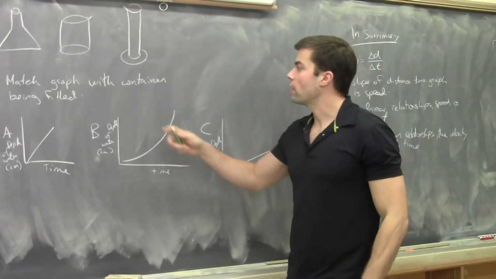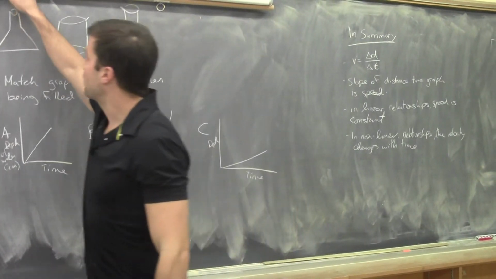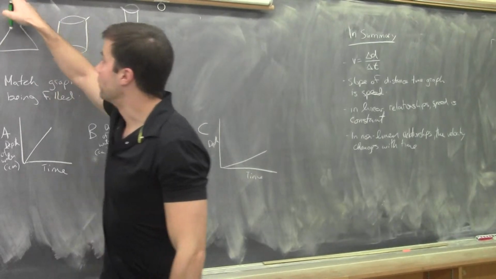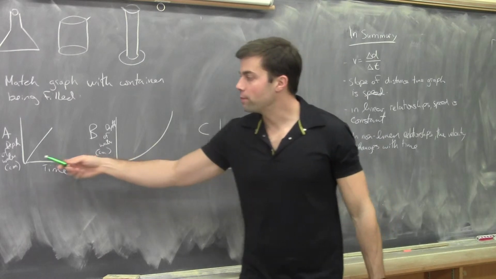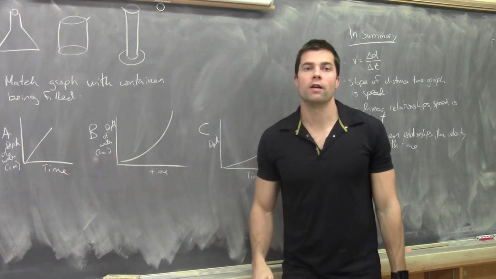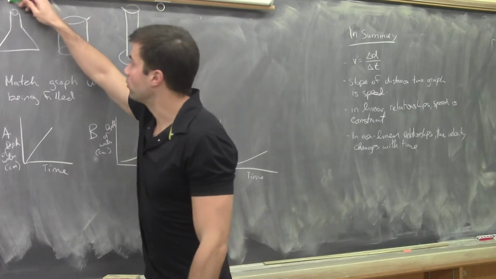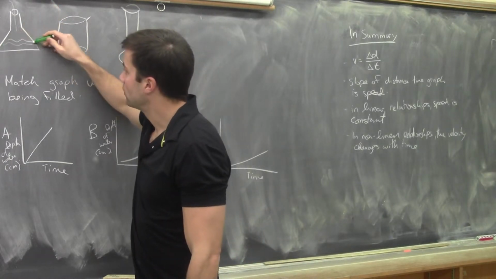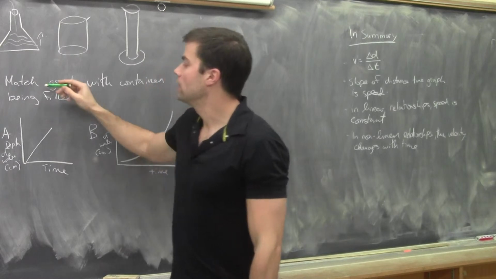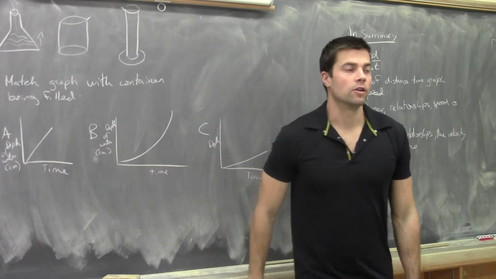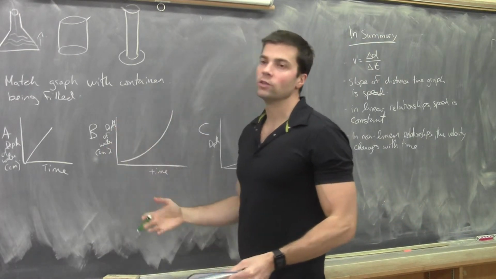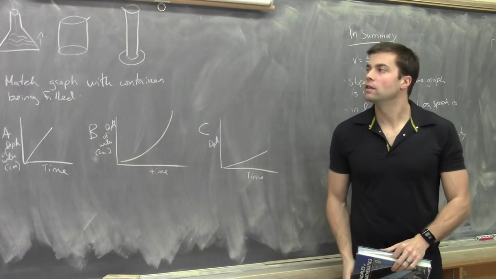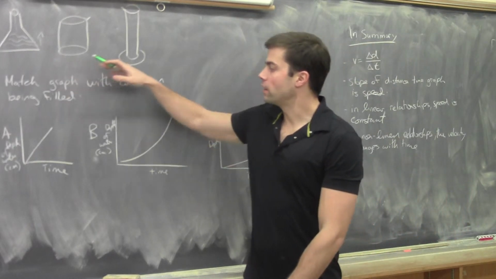All right, last example here. We have 3 different containers, and it says match the graph with the container being filled. So we have a tap up here, and the tap is filling each one of these containers. And what the graph shows us is the depth of the water in relation to the time being filled. So as the water flows into these containers, the depth is obviously increasing as time is passing by. Okay? So that's the whole idea of this section, is trying to go from a graph and trying to visualize what is actually happening in reality. Okay? So here are our 3 containers.